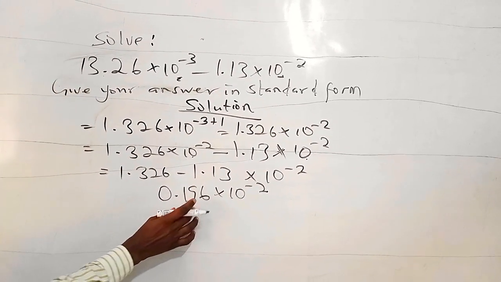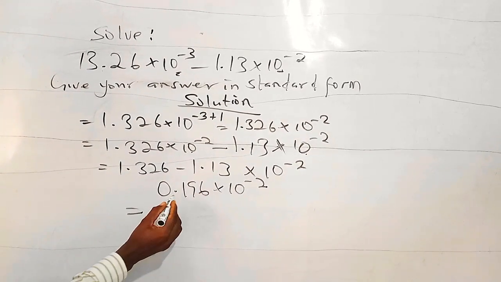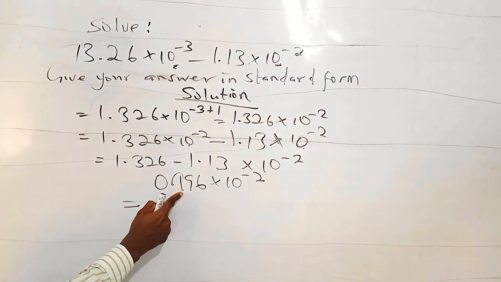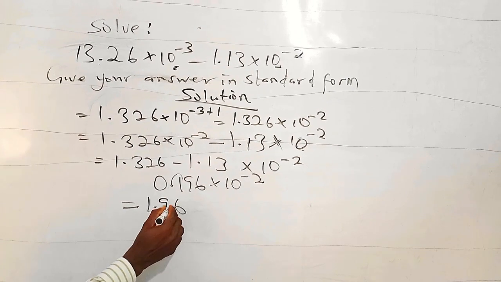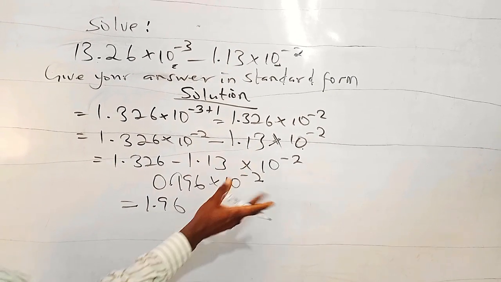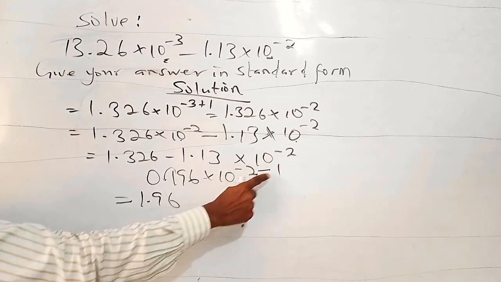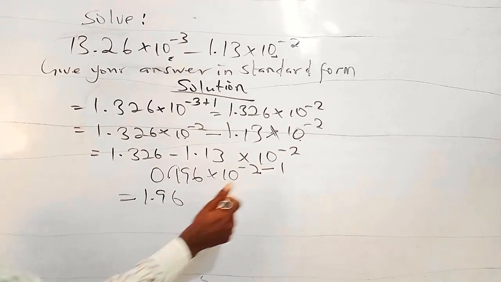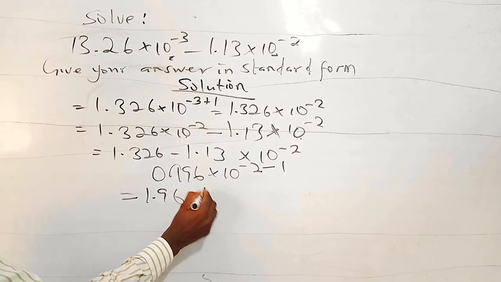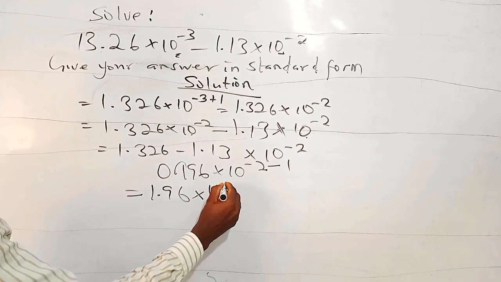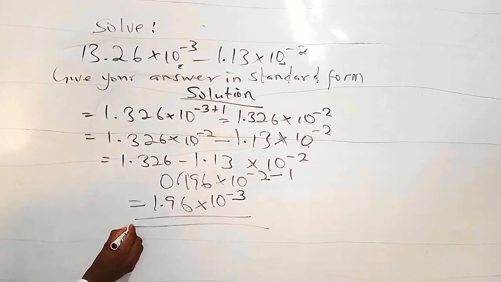but we need to write our answer in standard form, so I have to return this back. So I have 1.96. By the time I move the decimal point once, I have to adjust the exponent by subtracting 1, since we are going towards the right. So you have times 10 to the power minus 2 minus 1, that gives us minus 3.